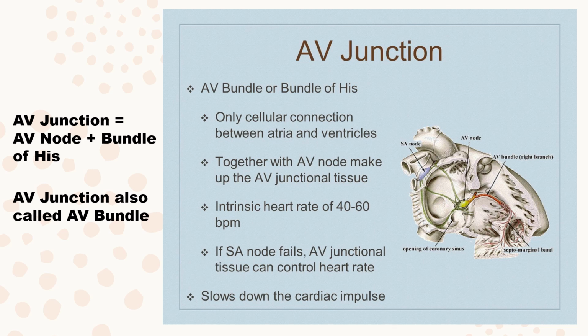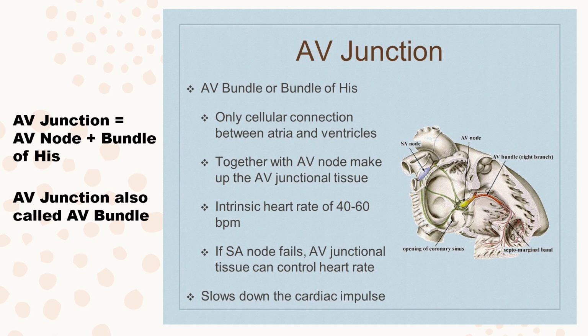So the first thing is some terminology. When we're talking about the AV junction, we're talking about two things: the AV node and the bundle of His. If you remember from your initial lecture on EKGs, and of course all of the cardiac physiology you've had in the program, the AV bundle, or bundle of His, is the only cellular connection between the atria and the ventricles. So the bundle of His, together with the AV node, makes up the AV junctional tissue.